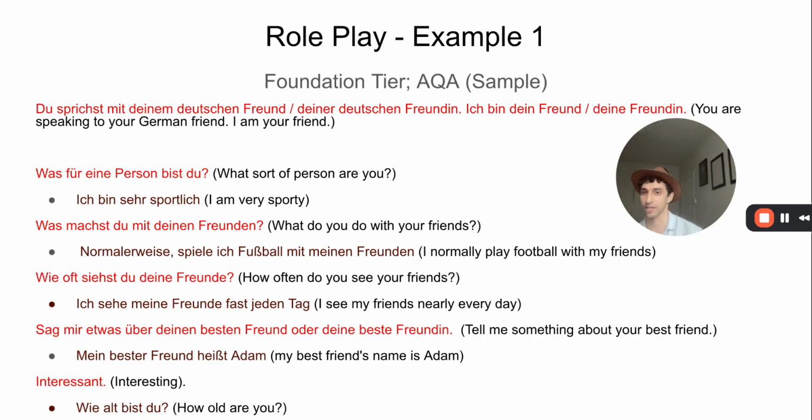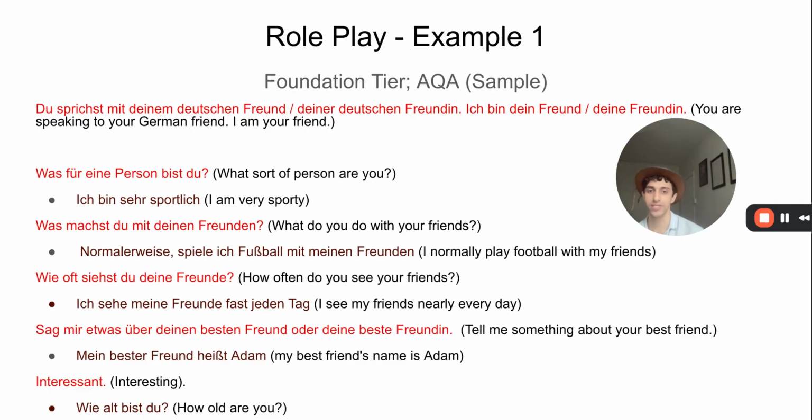I'll give you some time to read over this, but I'll point out a few of the features of my answers. You can see I've kept things very simple. I haven't provided any more information than what is required by the question itself. If it asks what sort of person are you, I've just given a very simple answer. Ich bin sehr sportlich. I'm very sporty.